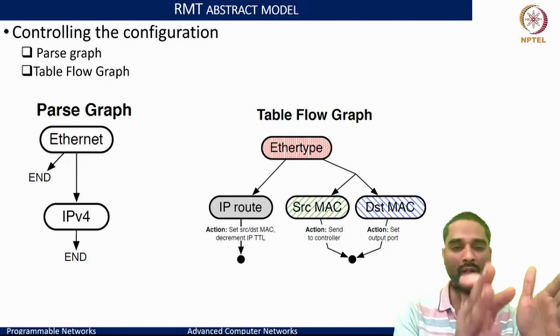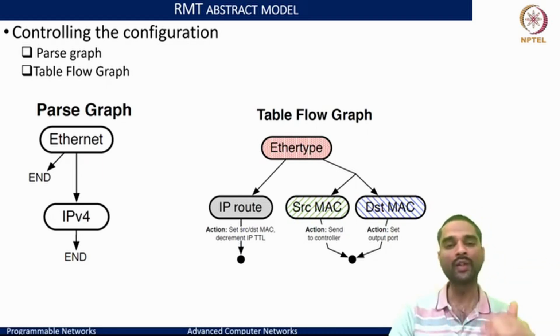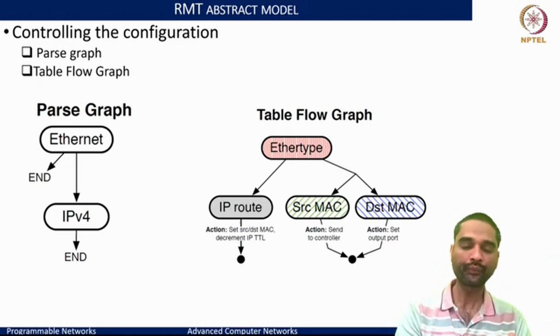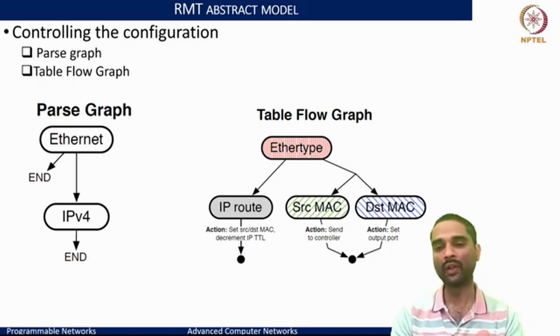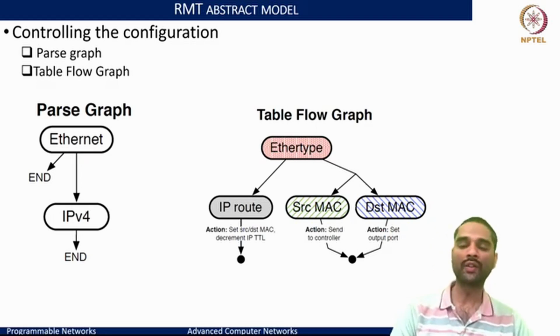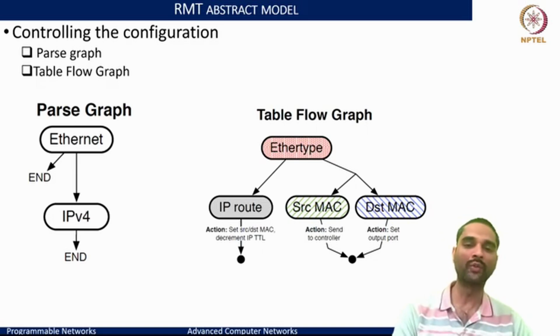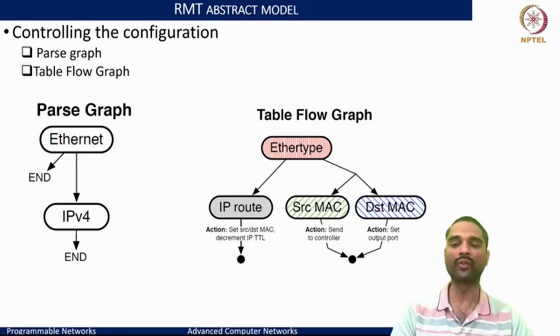while the parse graph maintains the state of what headers you have matched, and for each of the headers what kinds of action you want to take. So if it were just the Ethernet packet and no IPv4, you would on the table graph look at the ether type and take the actions on source MAC, destination MAC, like either set the output port or send to the controller as the specific actions. Or if it were an IPv4 packet, then based on the ether type, you come to the IP route and take the actions as set source destination MAC and decrement IP TTL and so on.